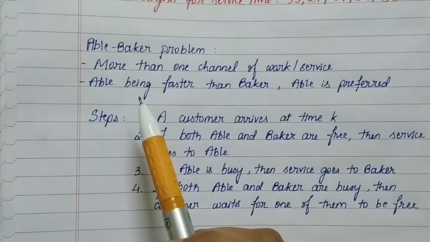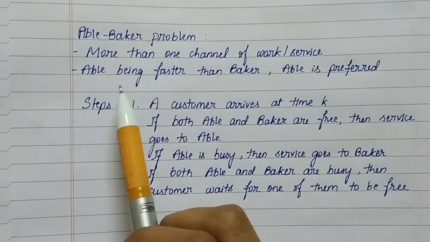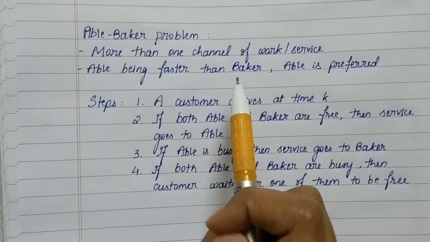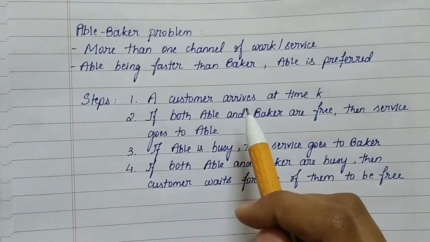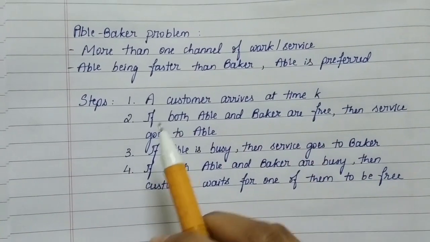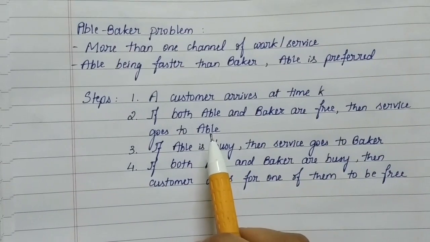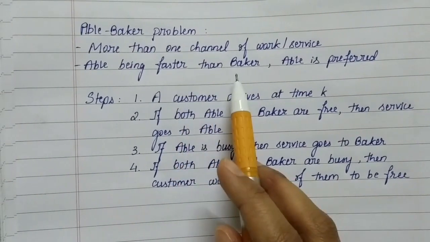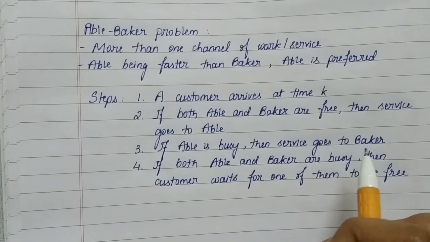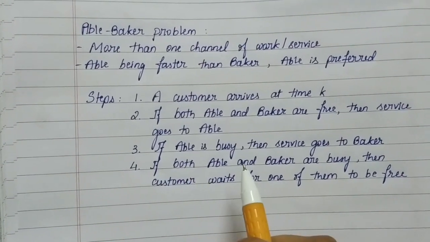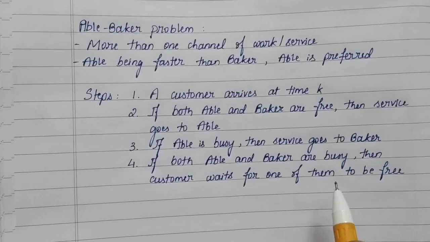In the Abel-Baker problem, we have more than one channel of work or service. Abel being faster than Baker, Abel is preferred. A customer arrives at time K. If both Abel and Baker are free, then the service goes to Abel because he is faster than Baker. If Abel is busy, then service goes to Baker. If both Abel and Baker are busy, then the customer waits for one of them to be free.